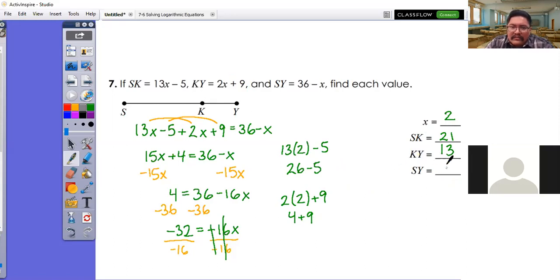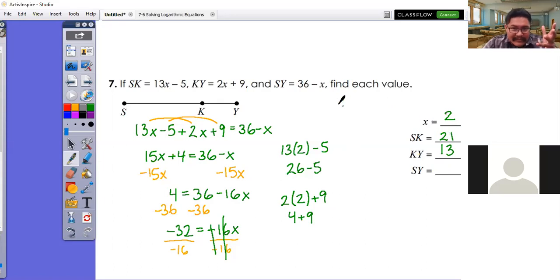Okay, so we also have to find SY, and there are 2 ways we could do this. I could plug in 2 up here to SY, so that'd be like 13 times 2, SY is this one here, 36 minus 2, which actually isn't that tough. That might have been the easier option. We would get 34 because 36 minus 2 is just going to be 34.